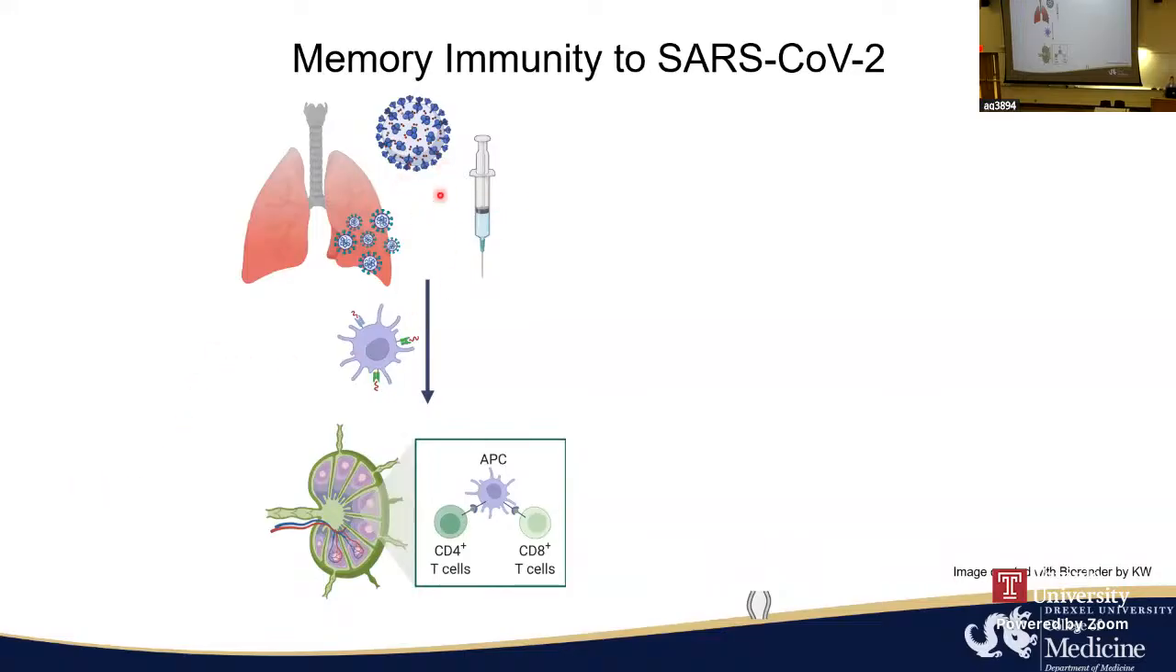And after these antigens are present in the system, they are picked up by dendritic cells or other antigen-presenting cells, which will then travel to the lymph node. And in the lymph node site, your antigen-presenting cells will present to CD4 T cells and naive CD8 T cells.